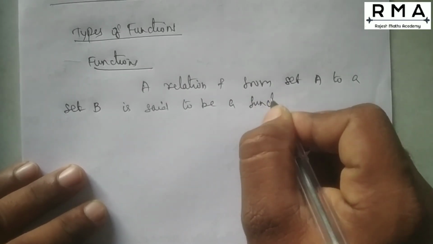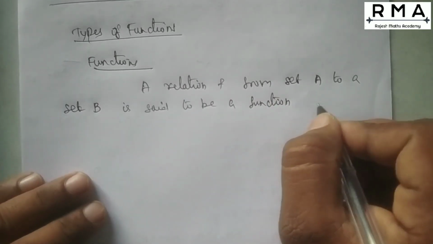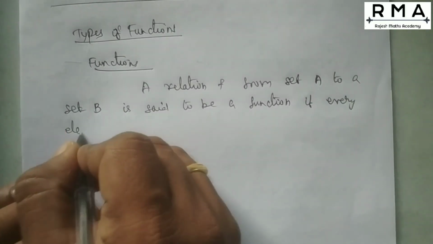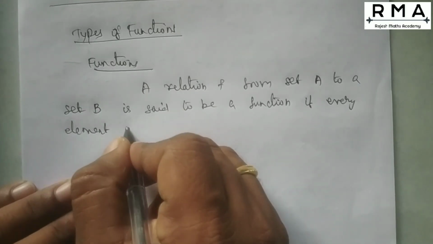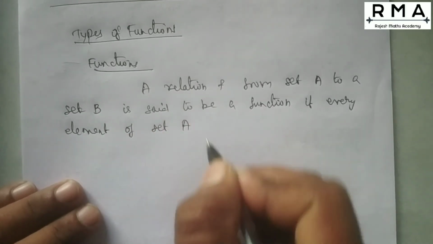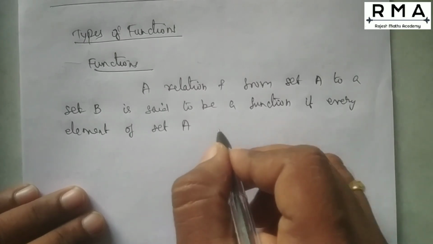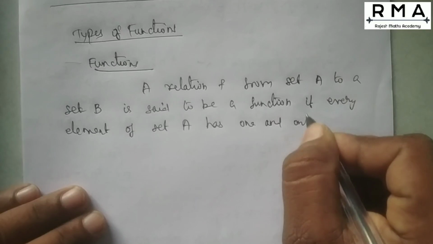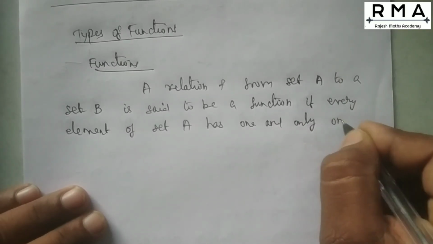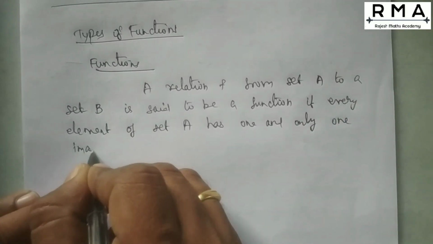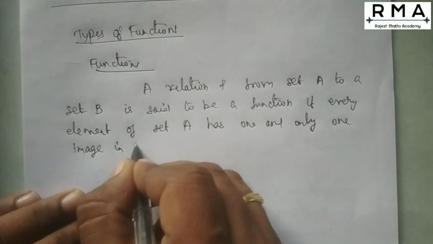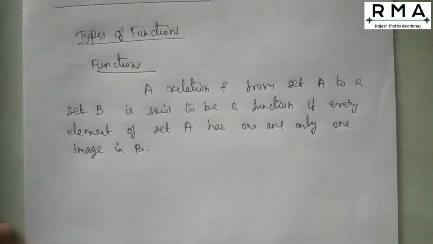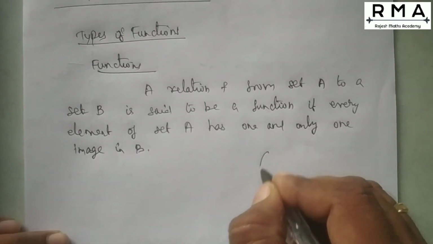A relation f from a set A to B is said to be a function if every element of set A has one and only one image in set B. Clear? This is the definition of a function.